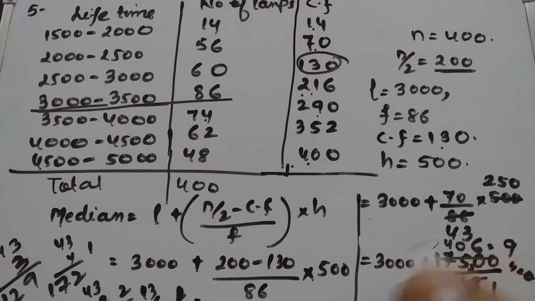Okay, so 43 9s are 387. So the final answer will be 3406.9.